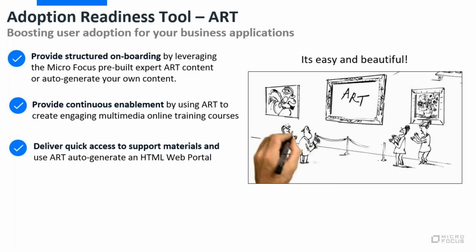Number three was to deliver quick access to support materials. And we've learned that Art can actually auto-generate an HTML web portal. And that's great because we can just copy it over to the intranet of your customer or the web portal that's out there, the web server. And that means that everyone has immediately quick access to all the learning materials, the course modules, the simulations, and the job aids.